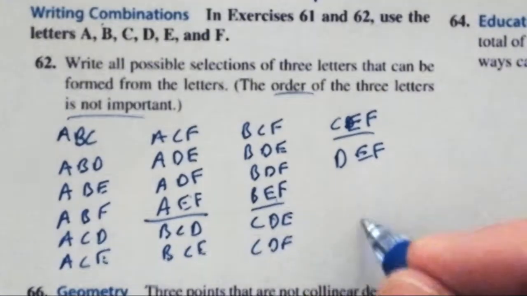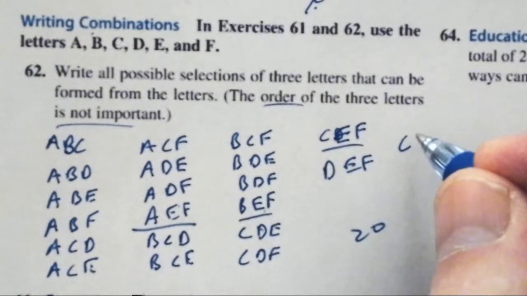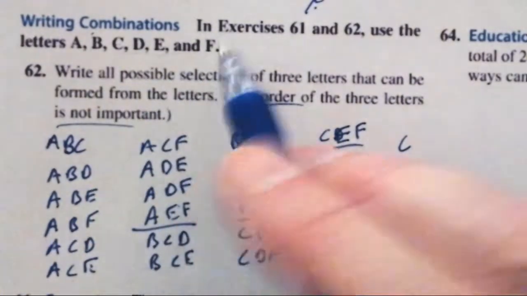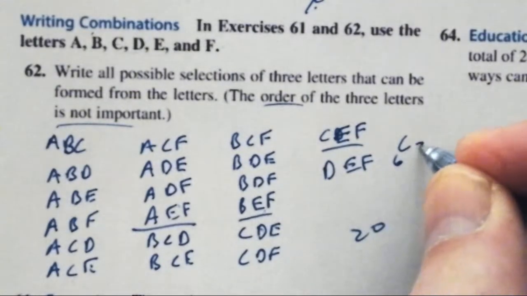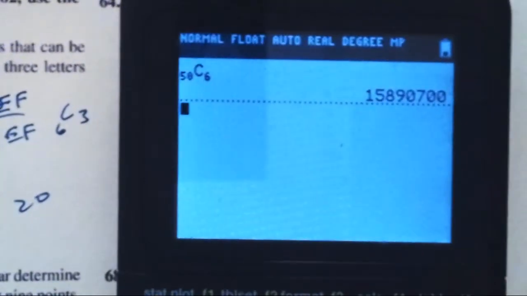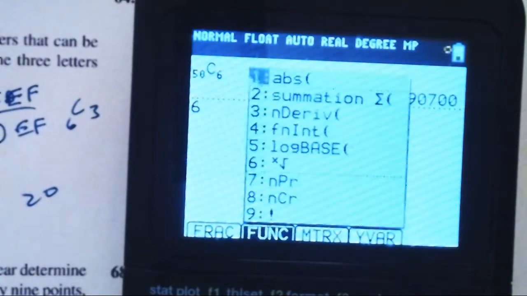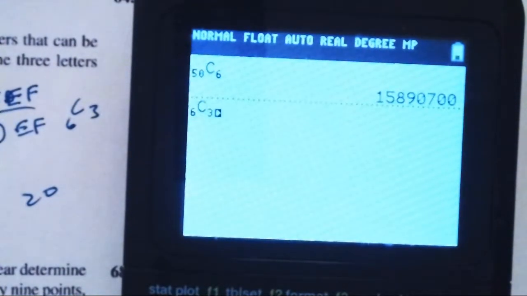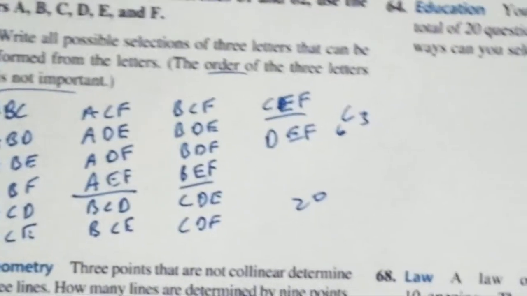18, 19, 20. We have 20 of those, which ought to be what combination, 6 letters, so should be 6C3. Let's see if I have those 20. Let's go 6 alpha window combination 3, and we got 20. So I believe we got them all. A little bit too far zoomed in here.